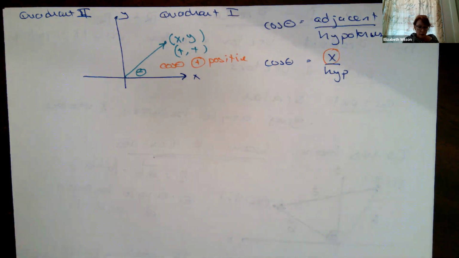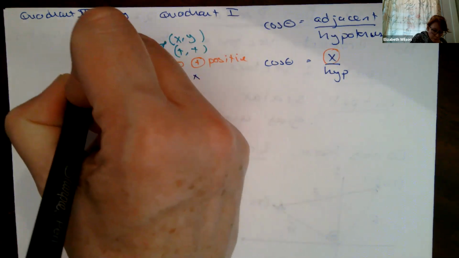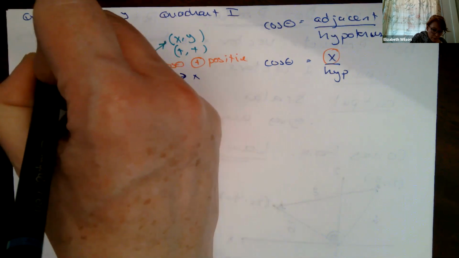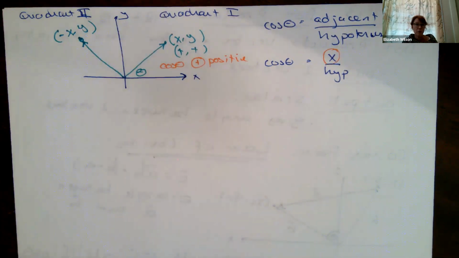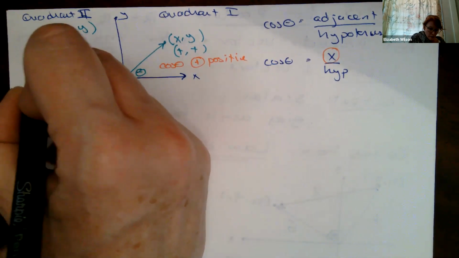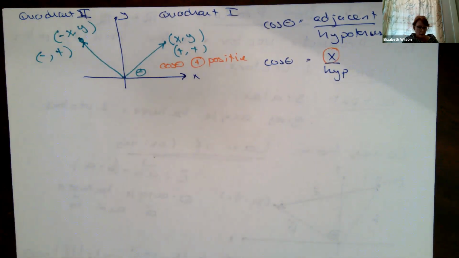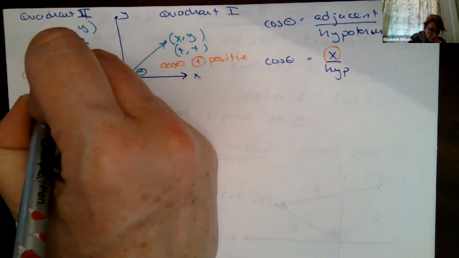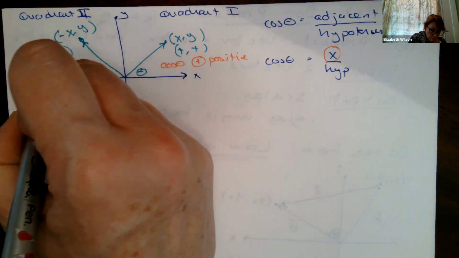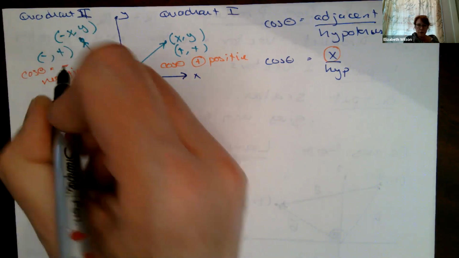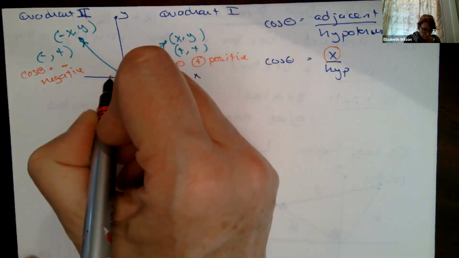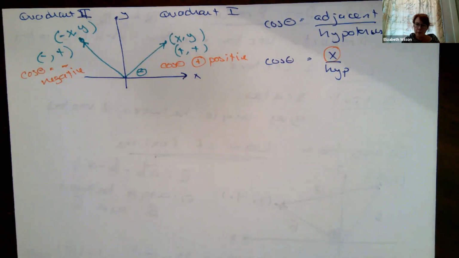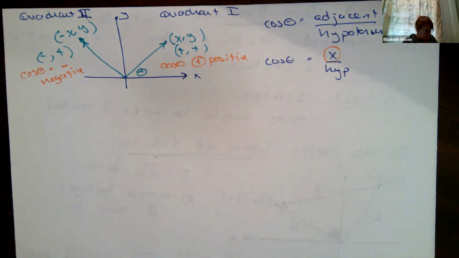Let's think about it in quadrant 2. Here, what I have is a minus x and a y. My x is negative and my y is positive. Because my cosine is based on the x, my cosine of theta is going to be negative in quadrant 2. So now let's think about what that means. What does that tell us? We're thinking about where cosine is positive and negative, and what these angles look like.